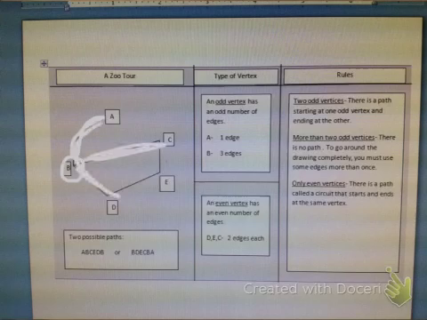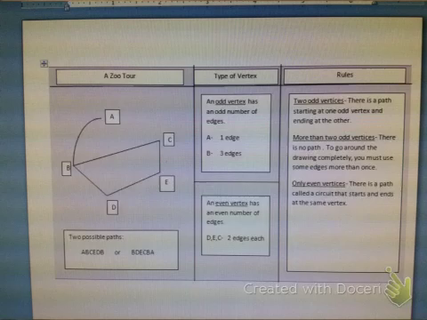And then there's also an even vertex. An even vertex has an even number of edges. For that we have D as a vertex, we have E as a vertex, and we have C. Each one of these vertices has 2 edges, as you can see. So those are basically the 2 kinds of vertices.